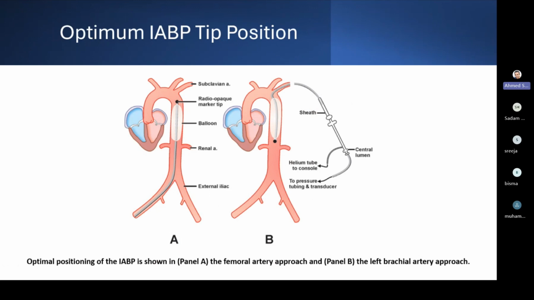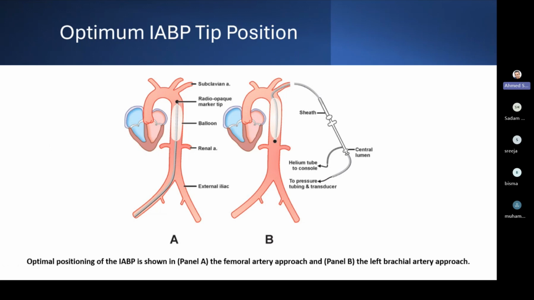And this is another demonstration for the different insertion techniques. And as you see here, with the femoral approach, the tip should be 2 to 3 centimeters distal to the origin of the left subclavian artery, and with the axillary approach, the tip should be above the level of the renal artery, and ideally this one should be inserted under fluoroscopy to adjust the position of the tip above the level of the renal artery.